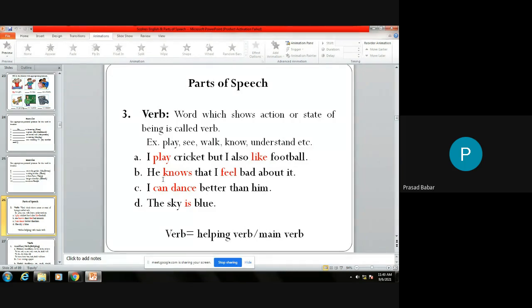The next is, he knows that I feel bad about it. त्याला माहिती आहे की मला त्याच्याबद्दल वाईट वाटलं. So know and feel, these two are the action denoting words and that is why they are called verbs. These show the action. Okay, these denote action, that is why they are called verbs.